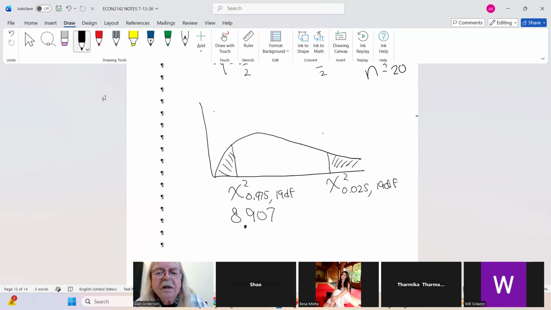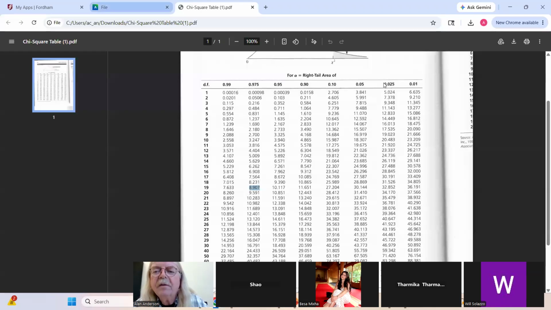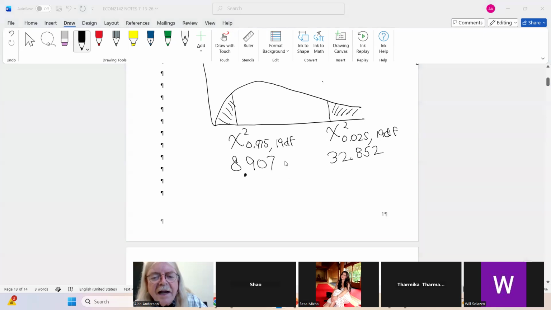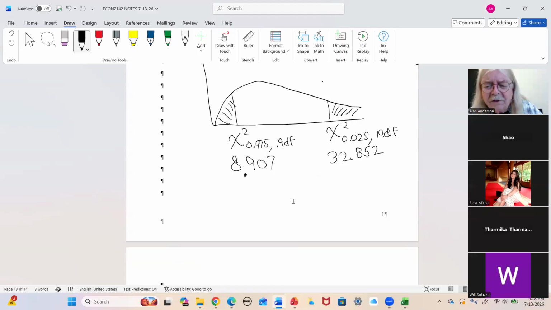And on the right, what's going to be different this time is the column heading is 0.025, again combined with 19 degrees of freedom: 32.852. Those are my two critical values. If we were doing this by hand, this is what we would use in our formula. But since we're using Excel, we're going to use its formulas to get the same numbers. The question is how?